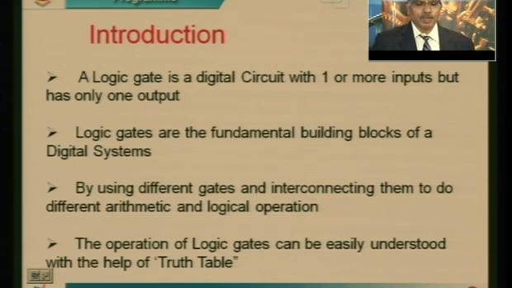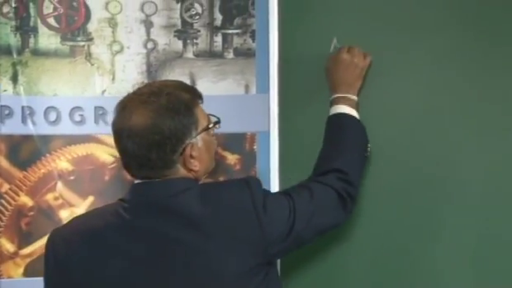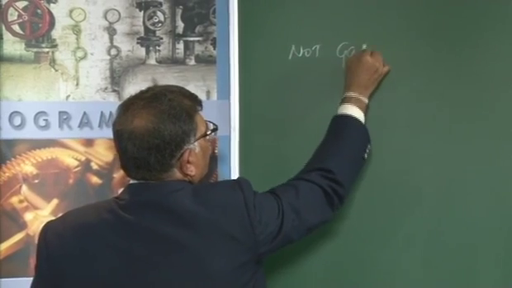First I'll tell you what the basic gates are in digital circuit representation. The first one is a NOT gate, another one is an OR gate, and the third one is an AND gate. Let us see what a NOT gate is and how its symbolic representation looks.